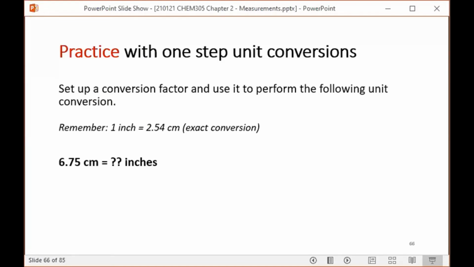Okay, so let's do some practice problems. Let's set up a conversion factor and use it to perform the following unit conversion. We have 6.75 centimeters and we want to convert this to inches. And I give you the conversion factor, 1 inch equals 2.54 centimeters, and that is an exact conversion.